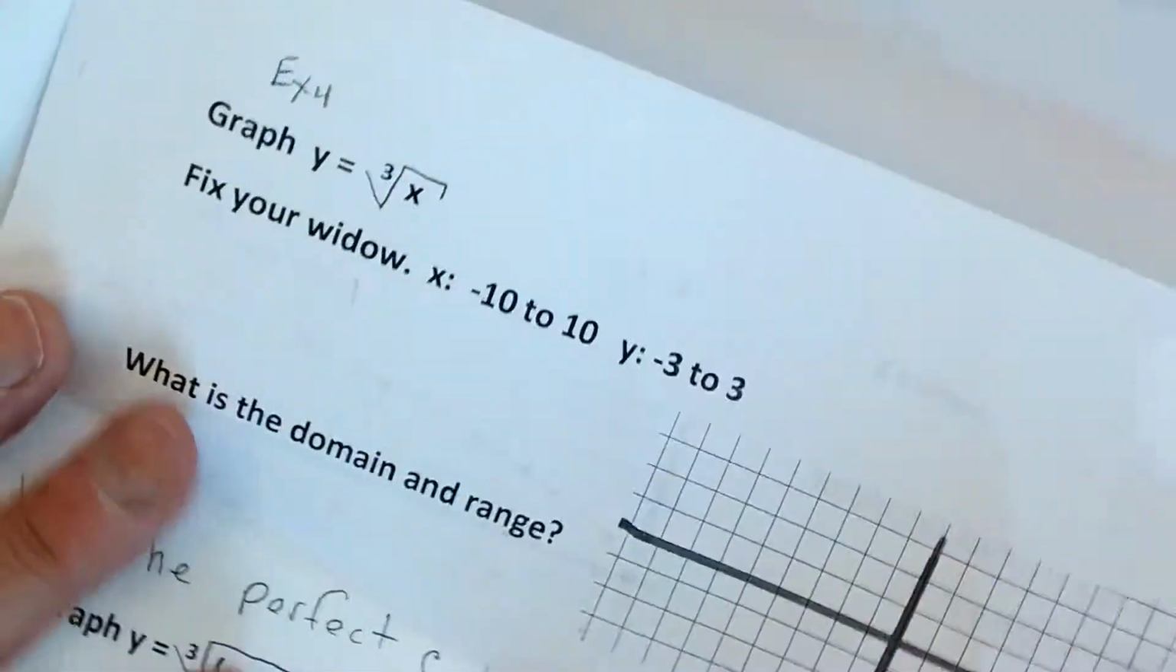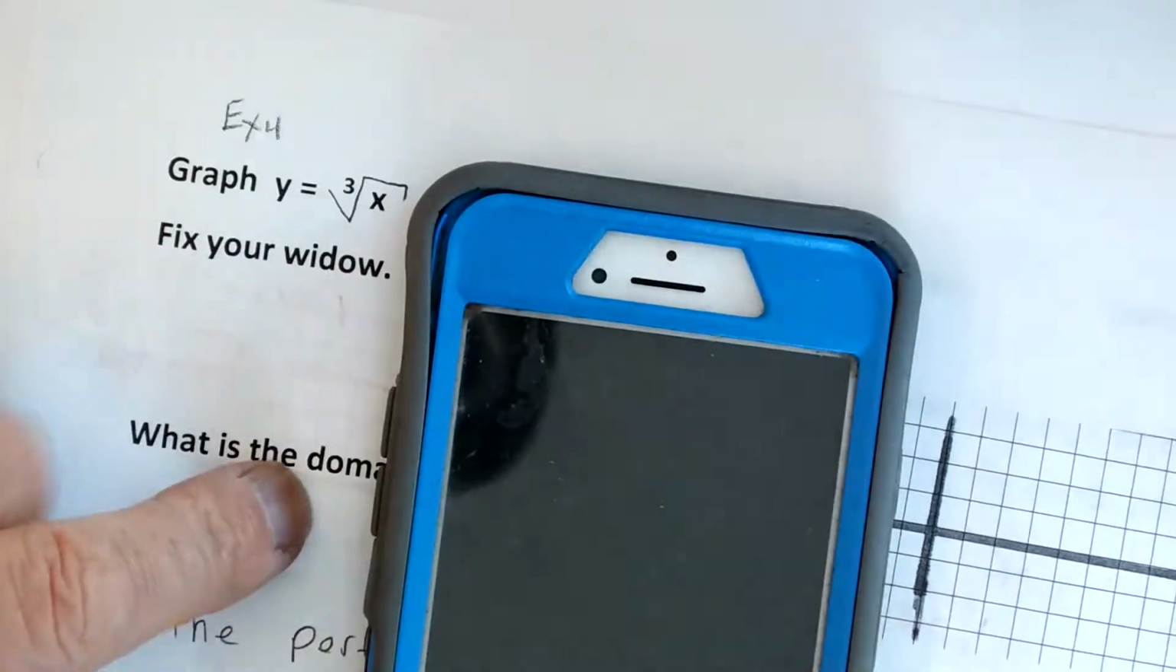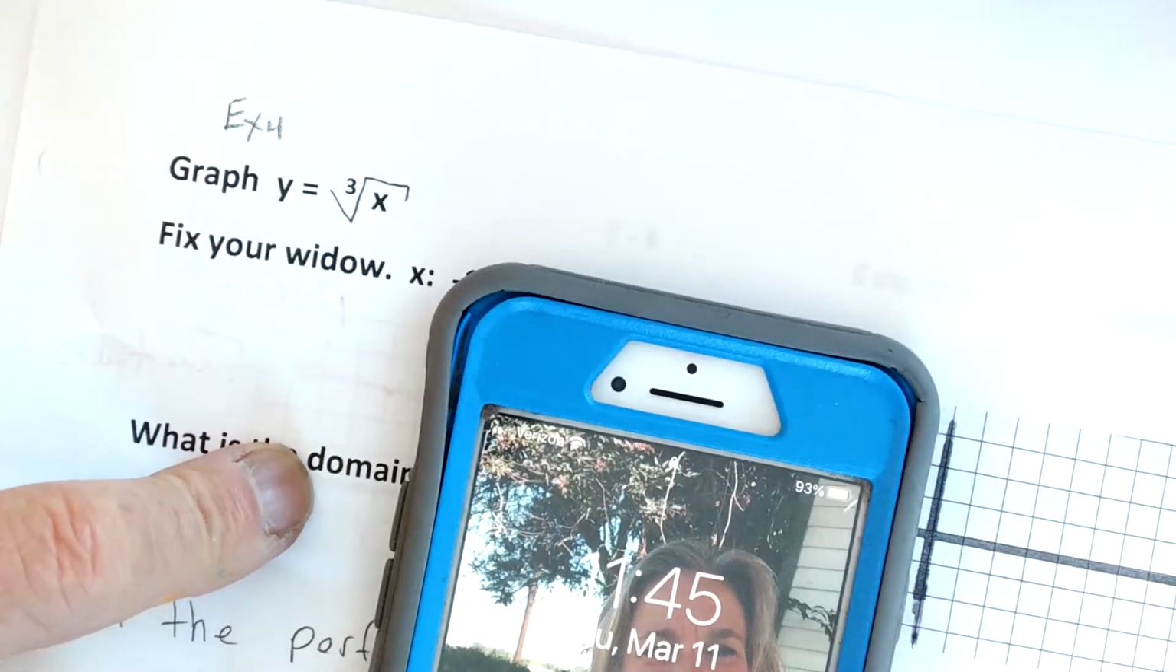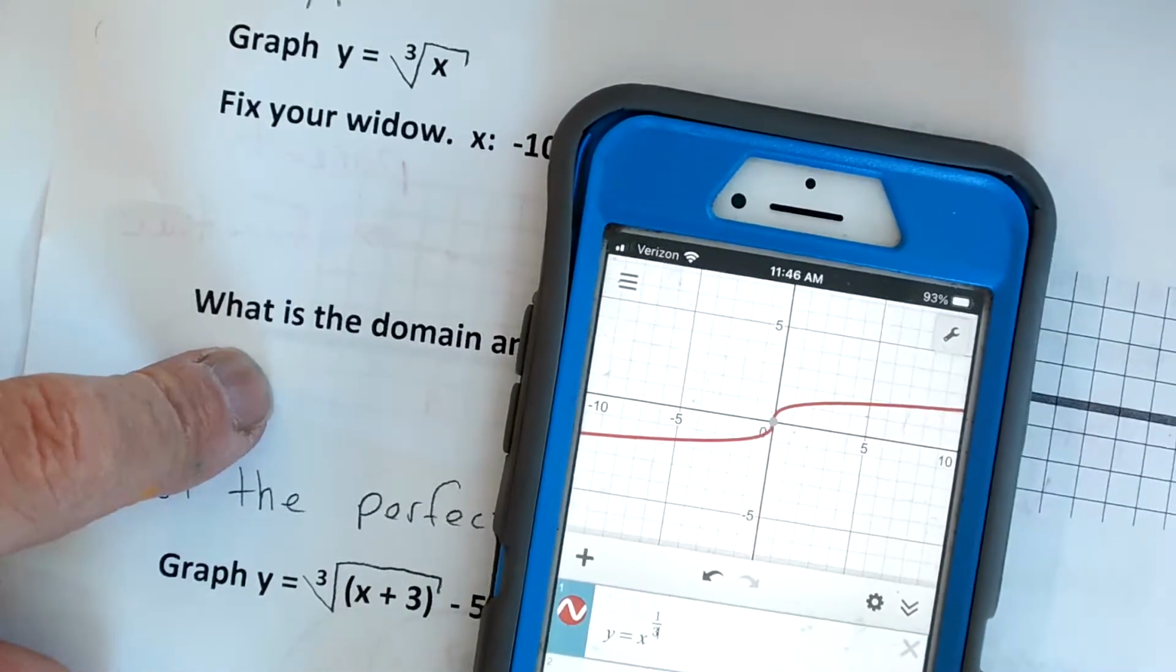Oh, cube roots. Well, let's check it out. If I put that on Desmos, let's see what that looks like. Can I even do a cube root? Well, I know one way I can do it. I can probably do it as a 1/3 power, so x to the 1 divided by 3. There it is. Now that's a weird looking graph. That's a cube root graph.